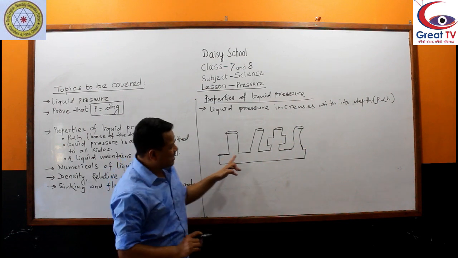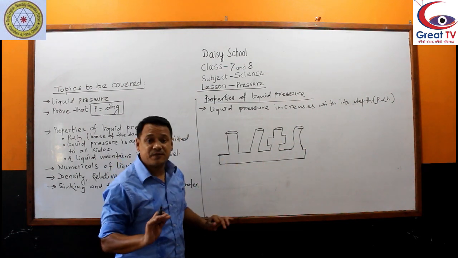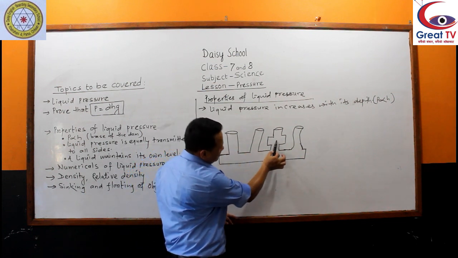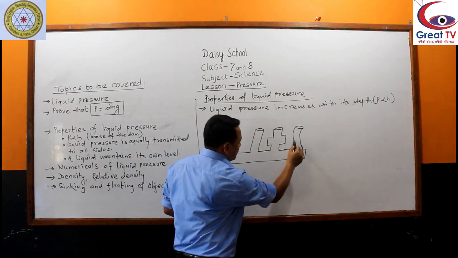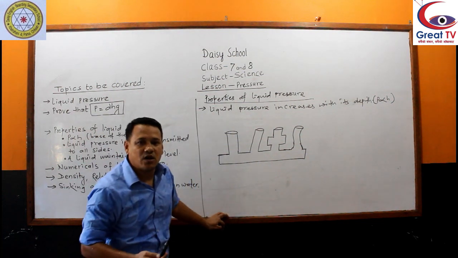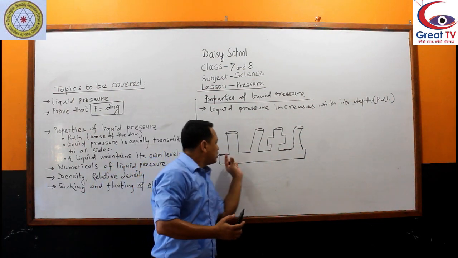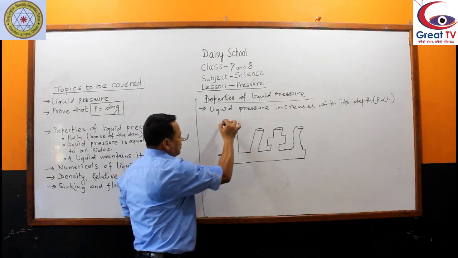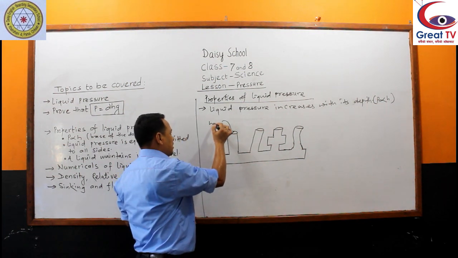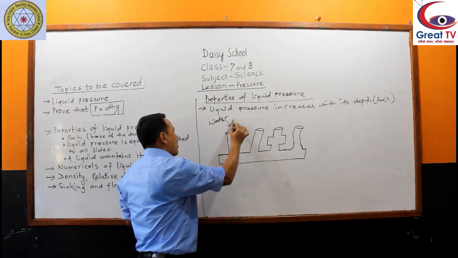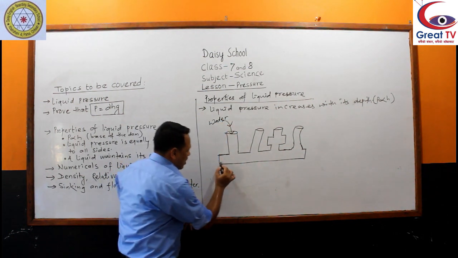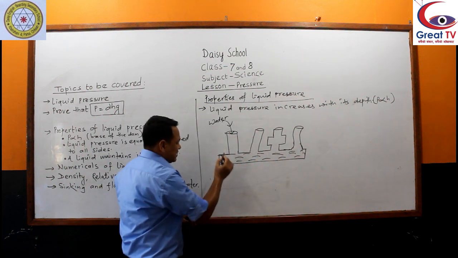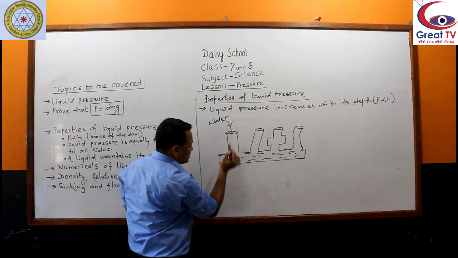So here I have made four different shapes of the tube. One is completely vertical, one is a little bit slanted, one looks like a cross shape, and one is a little bit curved. So different shapes of tubes are connected to a single horizontal tube. If we pour the water from here, first of all the water is collected in this horizontal tube. After that, it starts to rise up inside the tubes.